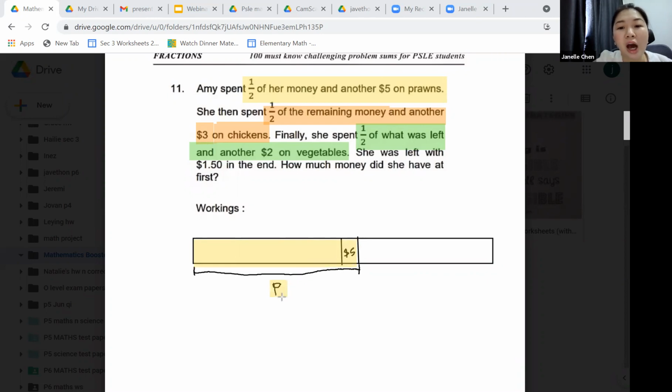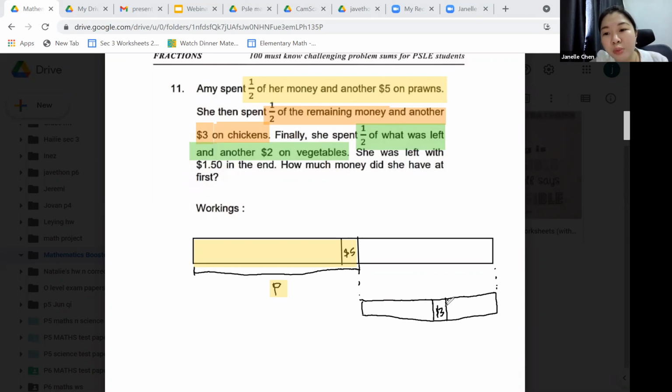Second part, they say half of the remaining. My remaining is basically this little thing here that is left. I'm going to dot it down because I have limited space, so I cannot dot too much. I'm going to dot it down until here, and this is my remaining. She's going to spend half of this remaining amount of money and another $3 on chicken. So I'm going to cut this into half again. Then the same thing here, I repeat and I cut a $3 into the other half, because she spent half of the remaining and then another $3.